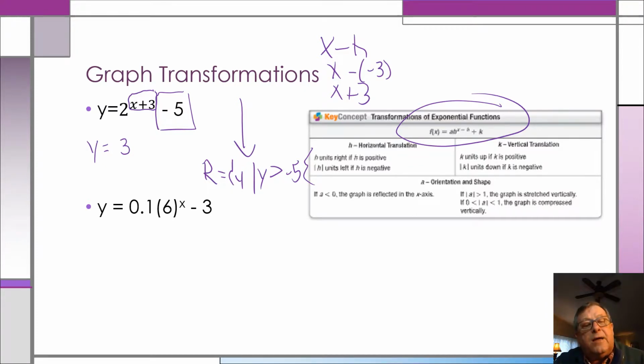Now, let's look at this second equation. y equals 0.1 times 6 raised to the power of x, minus 3. Well, again, real quick, I can see that I've got a vertical shift down 3 units. That's going to affect my range. Range is now going to need to be greater than negative 3.